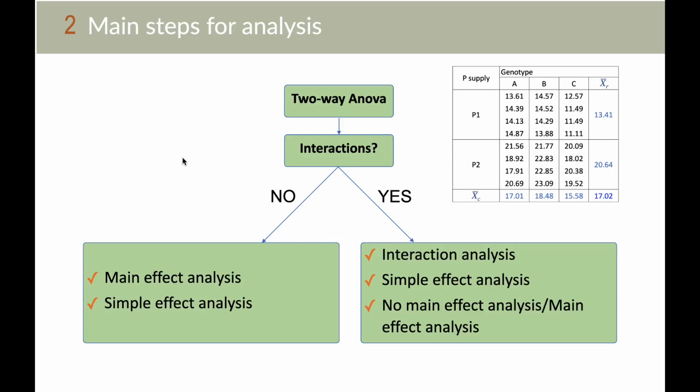So here are the main steps for analysis. The first step, we're going to analyze two-way ANOVA. If there is no interaction, we're going to analyze the main effect. And we can analyze the simple effect if that is meaningful. However, if interaction occurs, we need to analyze the interaction first, and then we analyze the simple effect. We don't analyze the main effect, but in some cases we can analyze the main effect if it is meaningful.